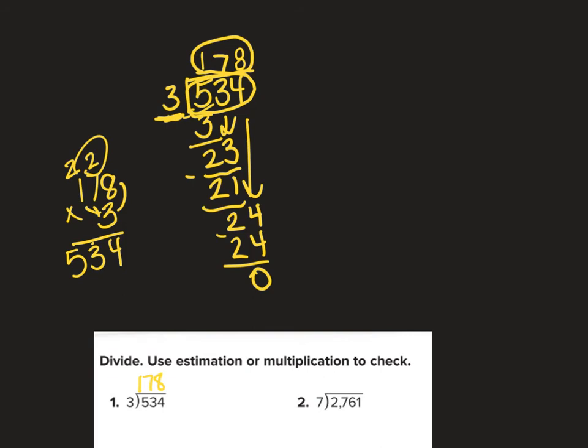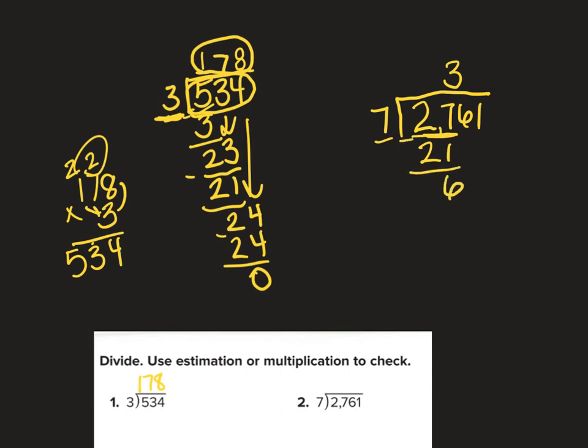All right, next guy. Ooh, we got more digits here, guys. Let's see if we can do it. 2,761 divided by 7. Okay? 2 divided by 7. If I have 7 baskets and 2 apples, can I put an equal amount into each one? Nope. So let's go over to 27. 27 divided by 7 is going to be 3. Multiply. 7 times 3 is 21. I've got 6 left over because 7 times 4 is 28, but that's too much.